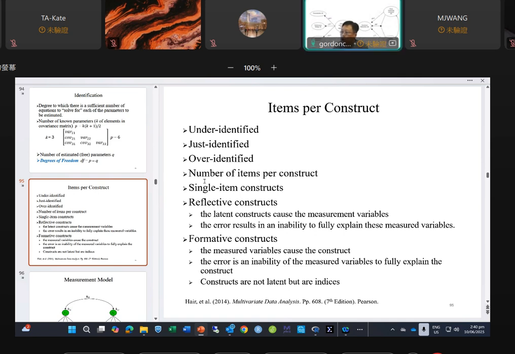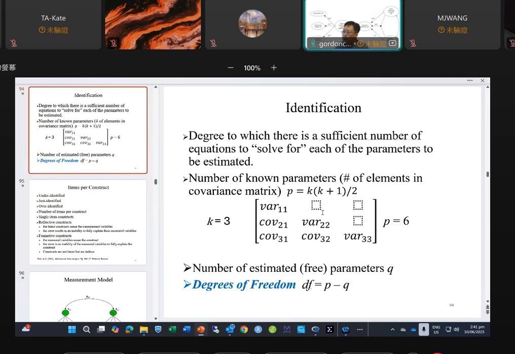Now, the fourth bullet point asks about the number of items per construct. A lot of times people ask me, how many items do we need to measure a construct? My answer is 4, because only with 4 items can you have an over-identified model. But you will see that a lot of studies in management use 3 items. And sometimes in marketing, they use a lot of 2-item scales. Then why can they estimate the factor loadings?